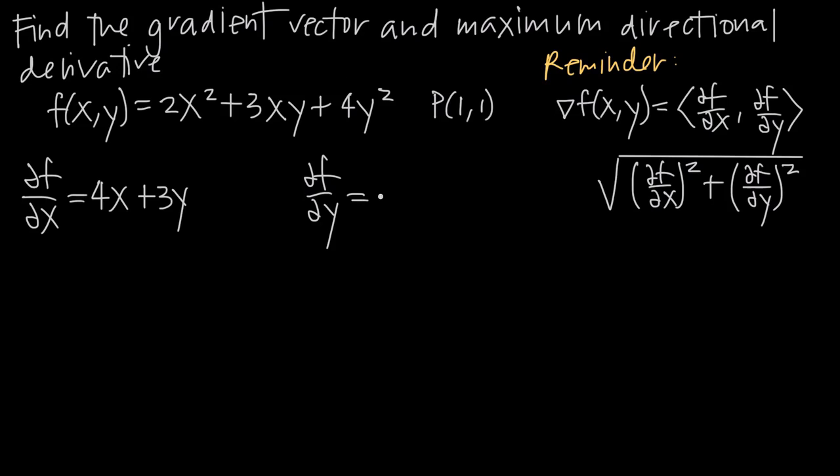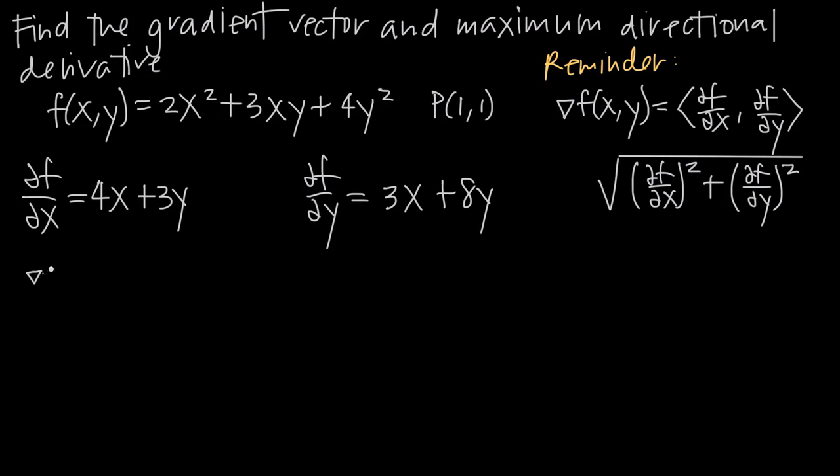For the first order partial derivative with respect to y, the derivative of 2x squared will be 0 because there's no y variable involved. The derivative of 3xy will be 3x because 3x acts like a coefficient on this first degree y variable. And the derivative of 4y squared will be 8y. So those are our first order partial derivatives.